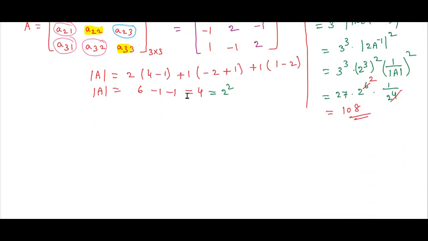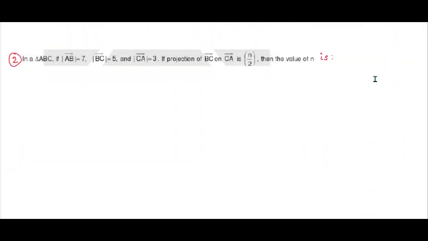So I'm going to another question. Say this: properties of triangle and vectors related problem. Now take one triangle first of all. This is a triangle. Put vertices A, B, C, and what is given: AB length 7, BC length 5, CA length 3. Okay. Now the projection of BC on CA.